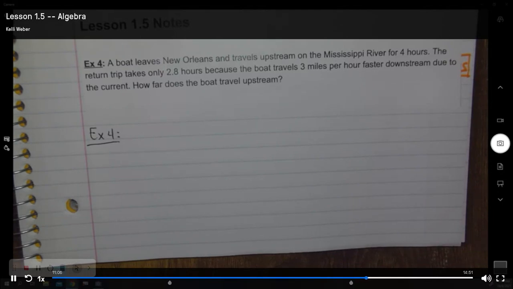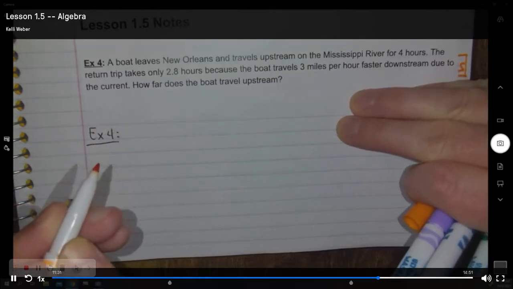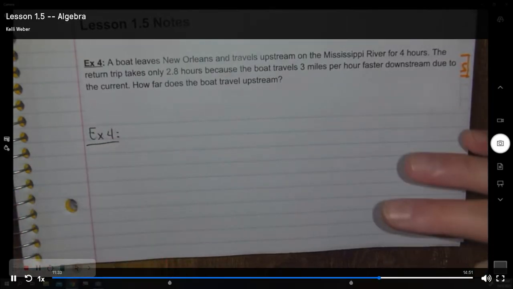So what we want to look at is that the distance of these two trips is the same. So we can say that the distances are the same, so we can put them equal to one another. What we're trying to figure out is the speed when we were traveling upstream. So we're going to use x for our speed because that's what we don't know at the moment.